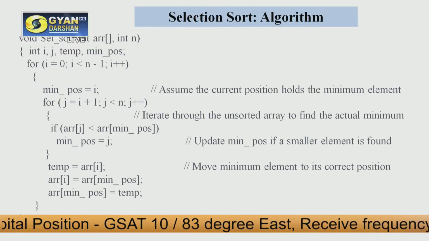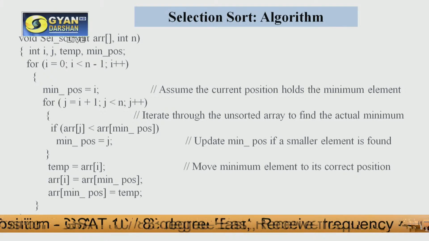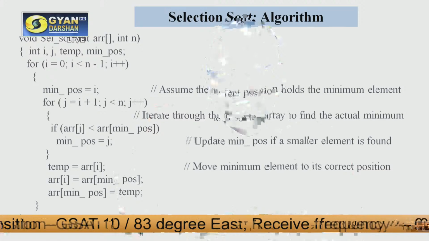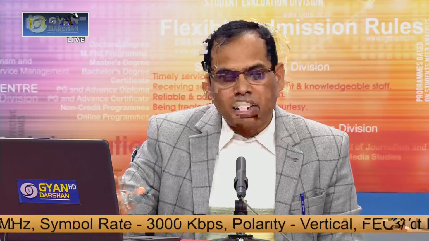Now here is the function for selection sort. We can see that we are again passing two parameters: the list of elements which is to be sorted, that is the array, and the number of items which are present in the array. These are the two parameters which are going to be passed to the selection sort algorithm.